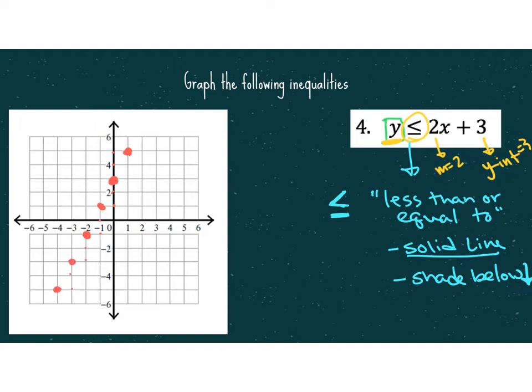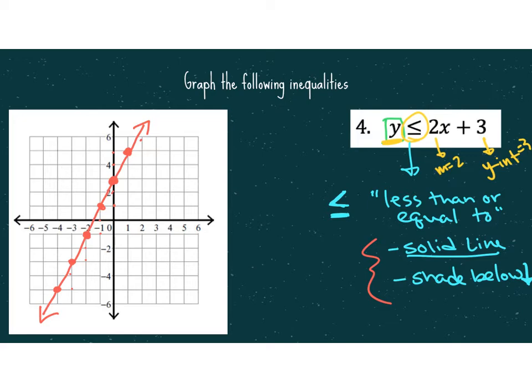Okay, so now here's where I need to pay attention to these two choices. I know I want a solid line, so I am going to go ahead and connect these points with a solid line. Okay, great. Here's where it's really important that your line goes all the way across the coordinate plane, because the next thing you have to do is you have to shade underneath that line.